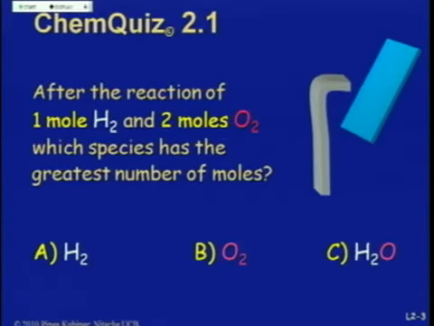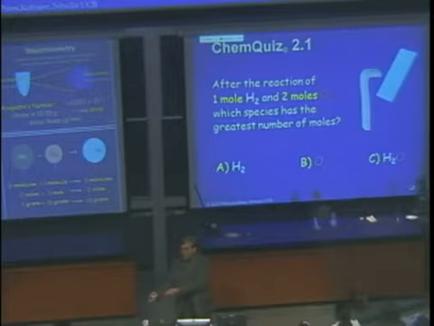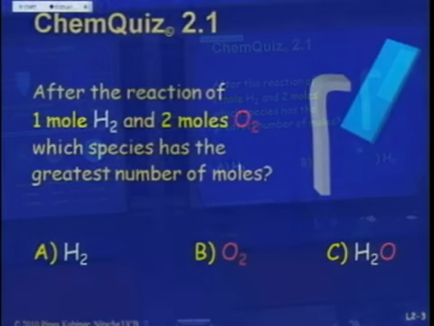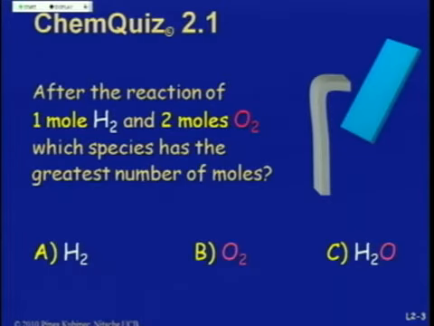We have 1 mole of hydrogen and 2 moles of oxygen. According to this reaction, we make water. Okay? Now, we react all the hydrogen with all the oxygen, and then we have a certain amount of water, certain moles of oxygen, or certain moles of hydrogen. Is there anything left over except the water? And the question is, which species at the end of the reaction has the greatest number of moles? Hydrogen, oxygen, or water? Why don't you think about this and give me your answer?